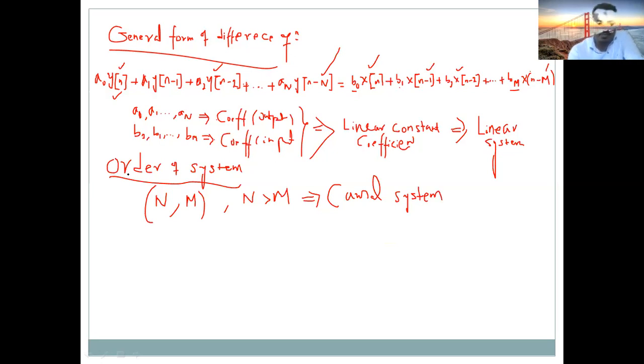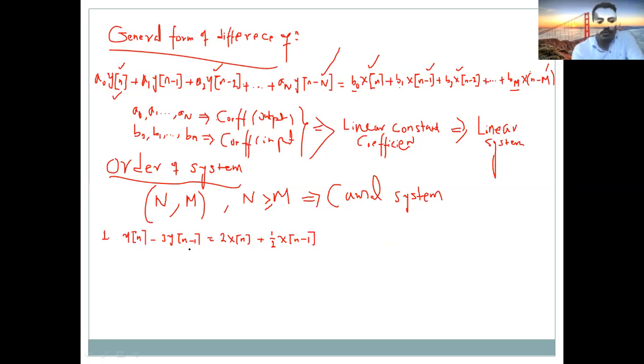Okay, so let's see. Number one, if you see this equation, y of n minus 3 y of n minus 1 is equal to 2x of n plus half x of n minus 1. This is one example of a difference equation.